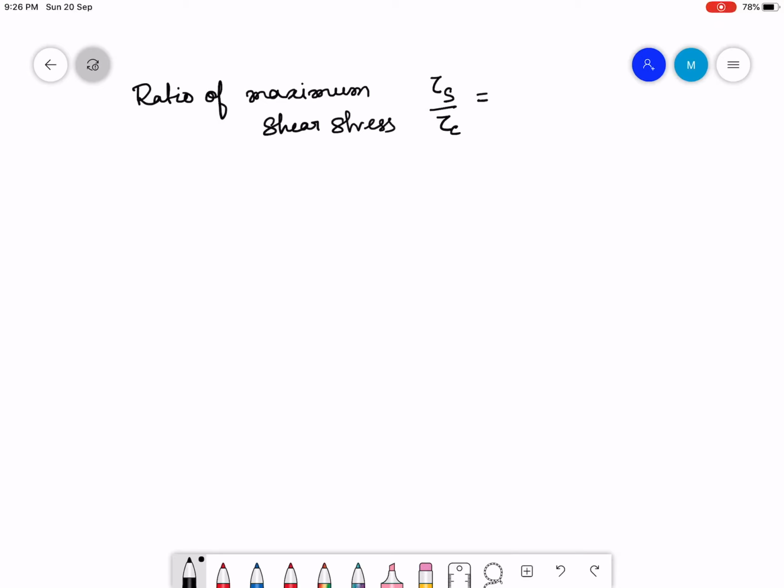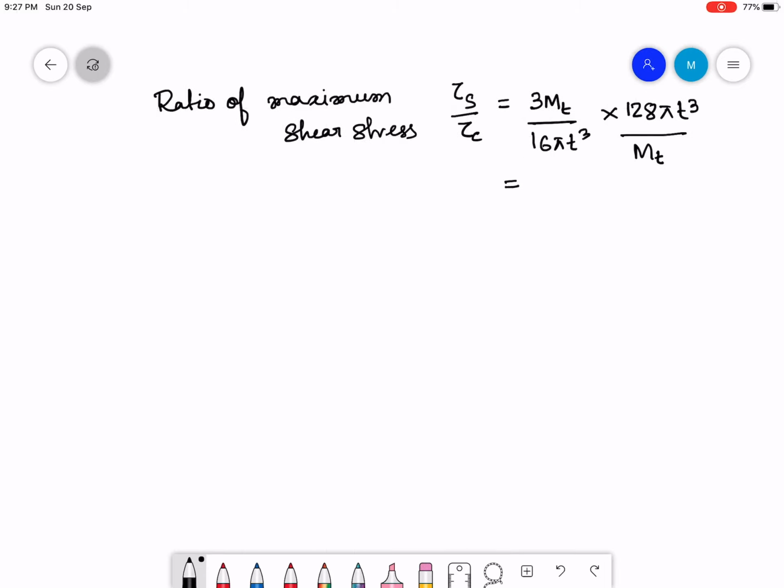So tau slit was 3 mt by 16 pi t cube, whereas tau c is given as 128 pi t cube by mt. So everything cancels out and the answer is going to be 24. This is the answer.